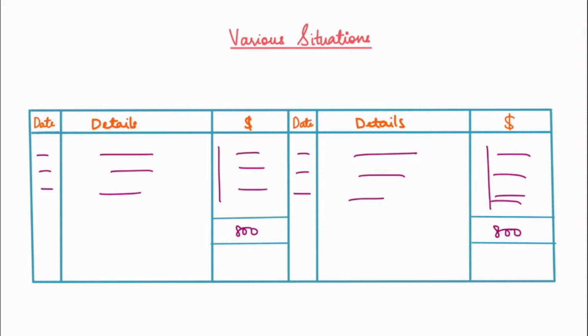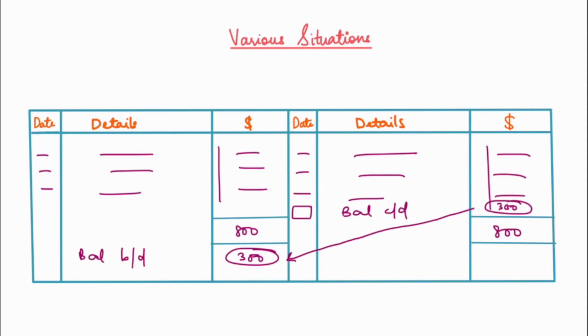After this, what you have to do is bring this balance of 300 down on the opposite side. Therefore, 300 and balance brought down, and this will be the next date. Now one thing that you need to note is that if this balance of 300, that is the balance brought down, is on the debit side, then it represents a debit balance.